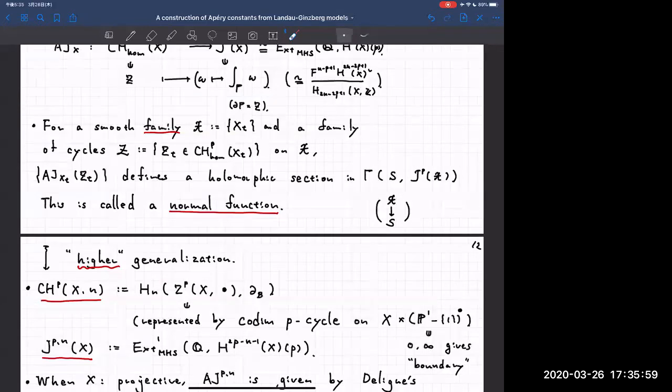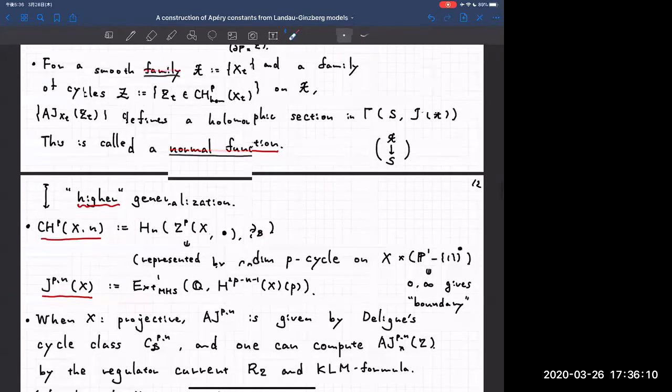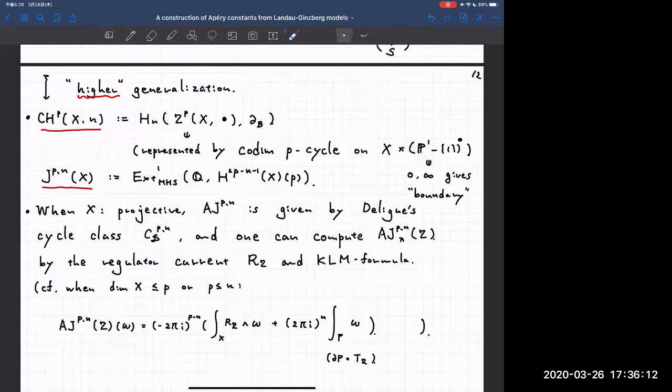So roughly speaking, we are considering the Abel-Jacobi value function for a family of cycles. And here, we can generalize everything by considering the higher version, the higher generalization. So the most essential thing is that instead of the algebraic cycles, we should consider higher Chow cycles. So here, not only one parameter p, we also have another degree n.